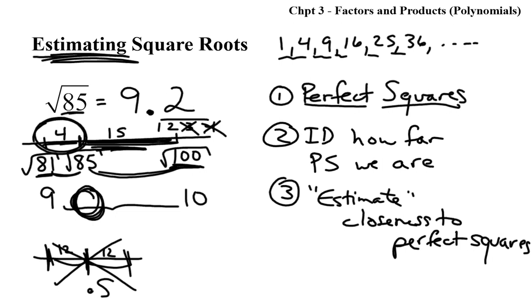Identify the perfect squares. That's your first step, 81 and 100. Identify how far apart they are. Well, you're 4 away here, but you're 15 away here. Estimate. Much closer to the 9, so we're going to be a 1, 2, 3, or 4, but it's significantly closer. It's not in the middle-ish. 9.2, 9.1 would be a good educated guess.